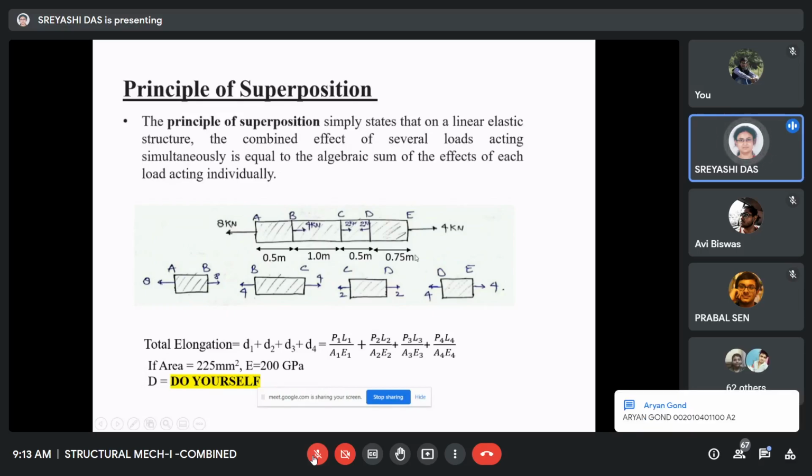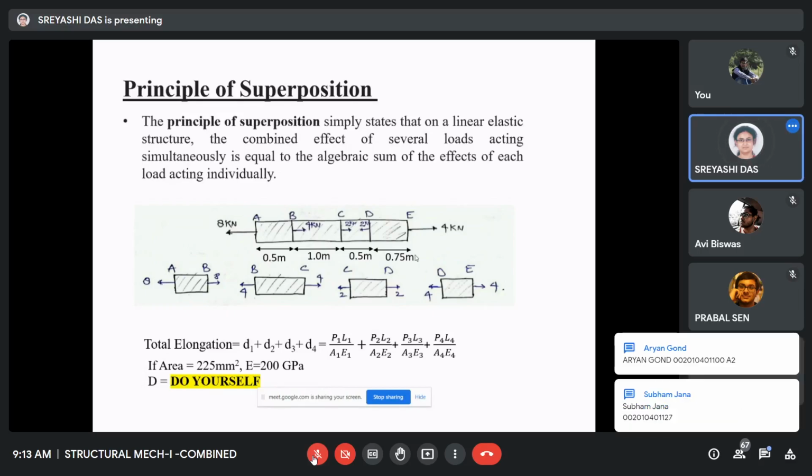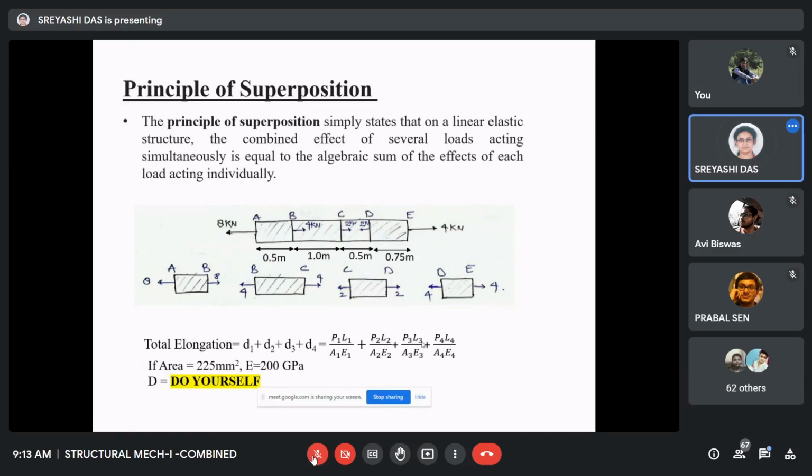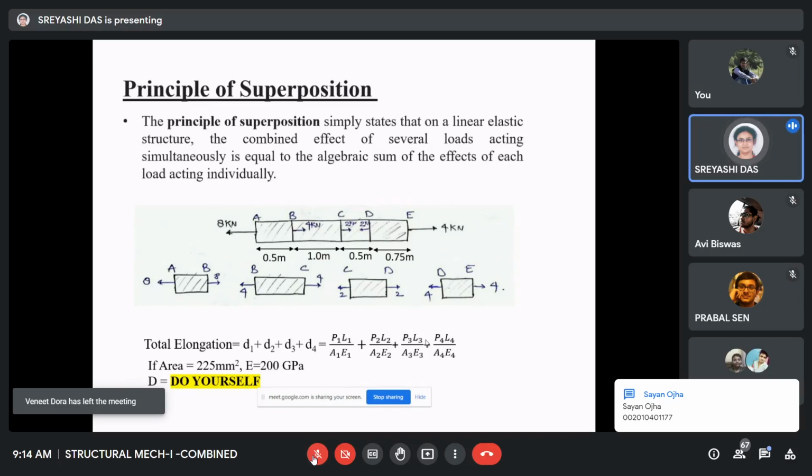Now, today we will start the principle of superposition. In the previous classes, we have done all the basic things: the properties of materials, Young's modulus, and the shear force and bending moment diagram for a determinate structure. Now here we will apply these to find the deflection or total elongation using the principle of superposition.